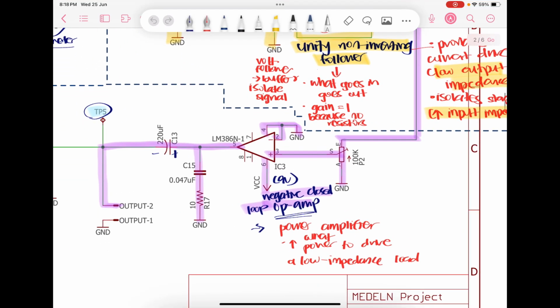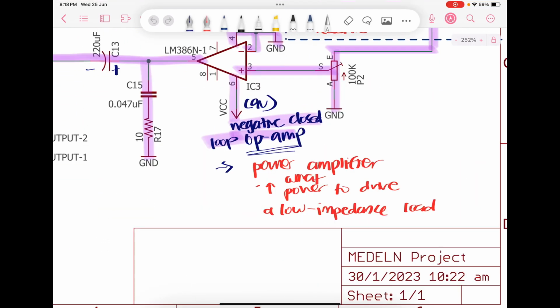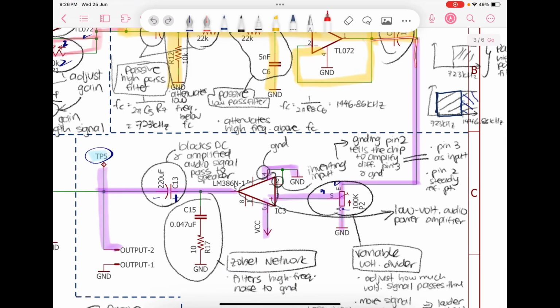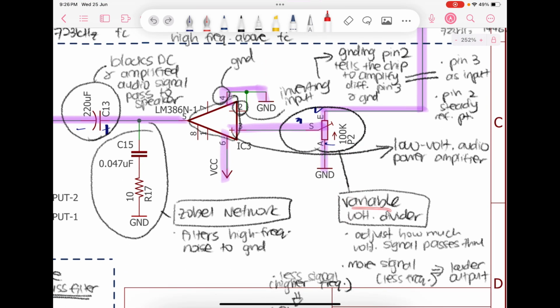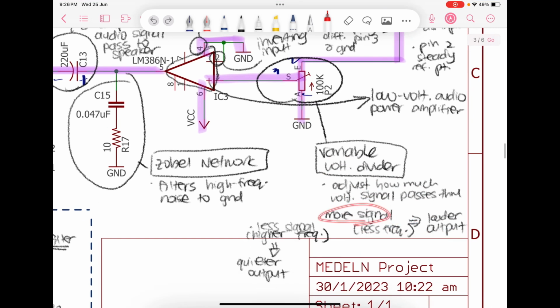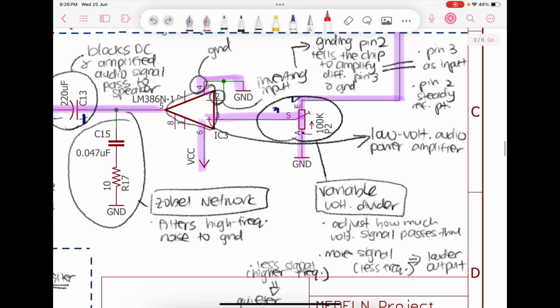The last stage is the power amplifier, which means that it increases power to drive a low impedance load. Now the signal is finally going to its last stage. So the very first component it passes through is this potentiometer. Now this is a variable voltage divider. It adjusts how much voltage signal passes through. So more signal, which means less resistance for the potentiometer, means that there's a louder output. But if there's less signal, that means that there's a higher resistance for this potentiometer, which means that there's a quieter output.